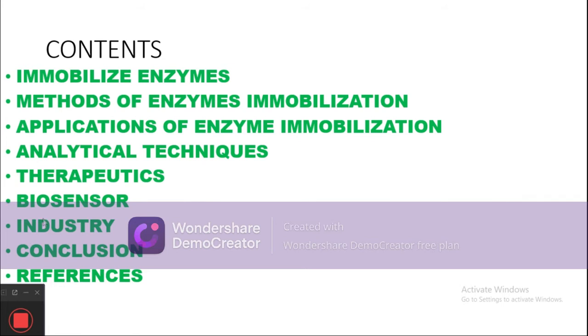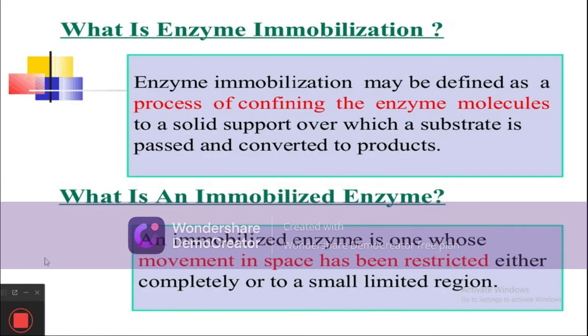So what is immobilized enzyme? Enzyme immobilization may be defined as a process of confining the enzyme molecules to a solid support over which a substrate is passed and converted to products. As I mentioned, immobilization means you try to get a solid support, a matrix or a system, that will allow you to confine the enzymes on the support.